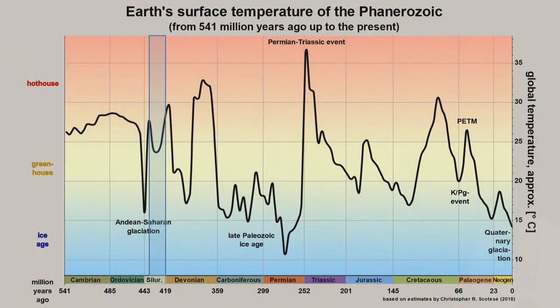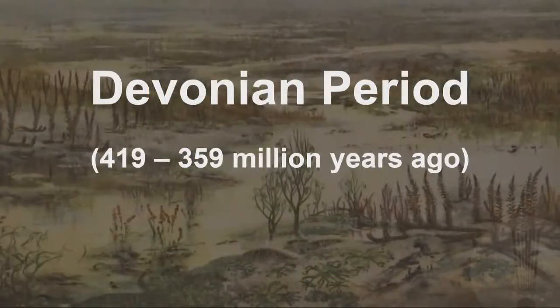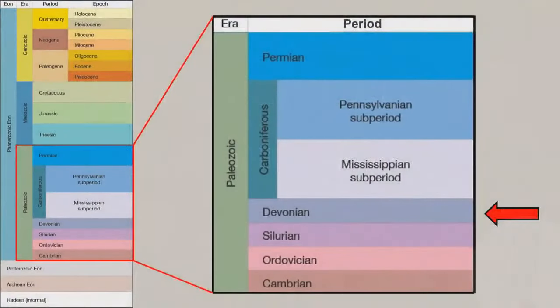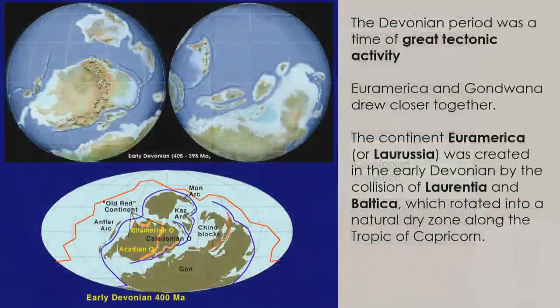All right, so later in the Silurian, the climate cooled, and then closer to the Silurian-Devonian boundary, the climate became warmer again. Sea levels dropped, and the new mountain ranges that had been formed were rapidly eroding. That takes us to the Devonian period, 419 to 359 million years ago. This was a very important period when it comes to plant evolution.